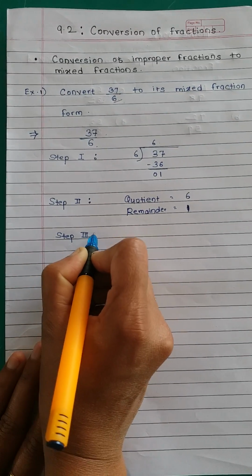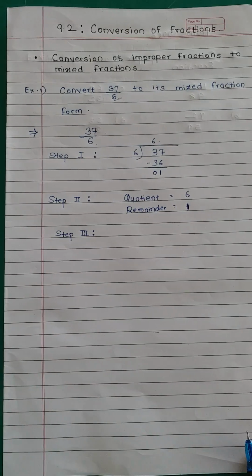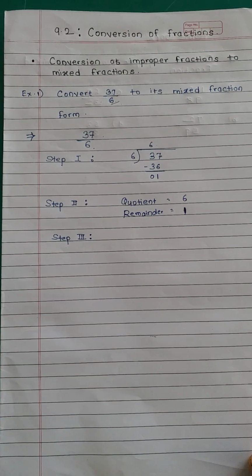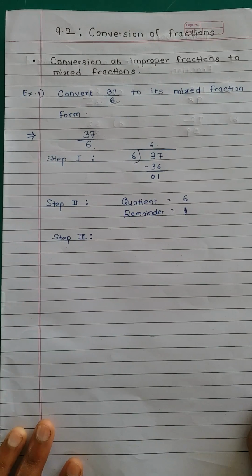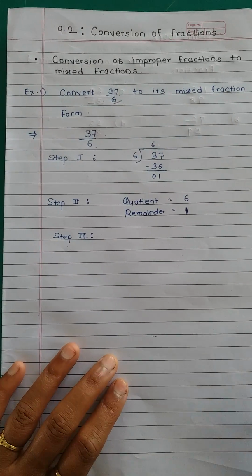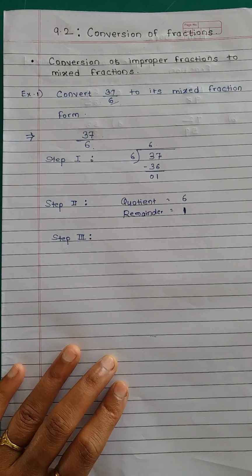In the step 3, simply we will form this improper fraction into mixed fraction. How? First, we have to write the quotient as a whole. Okay, as we know, mixed fraction means what? Mixed fraction, in that we have to show whole number as well as proper fraction, right?